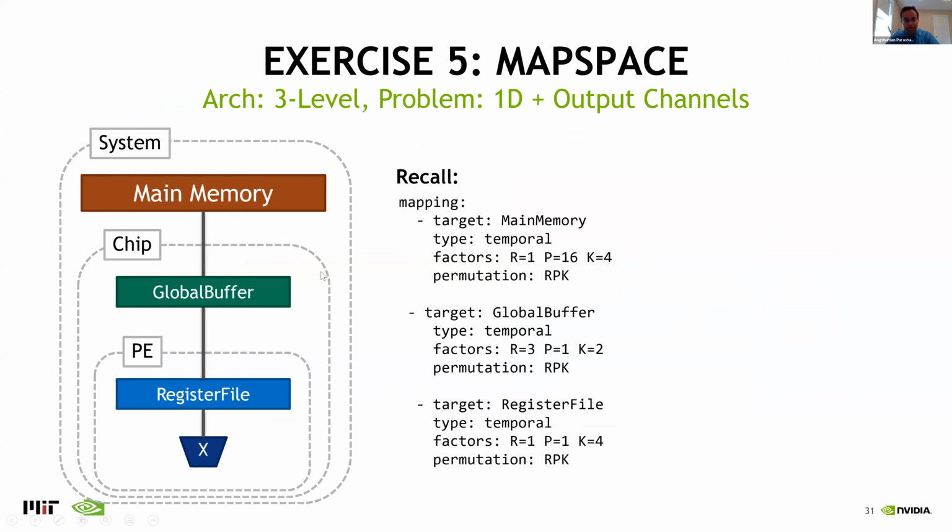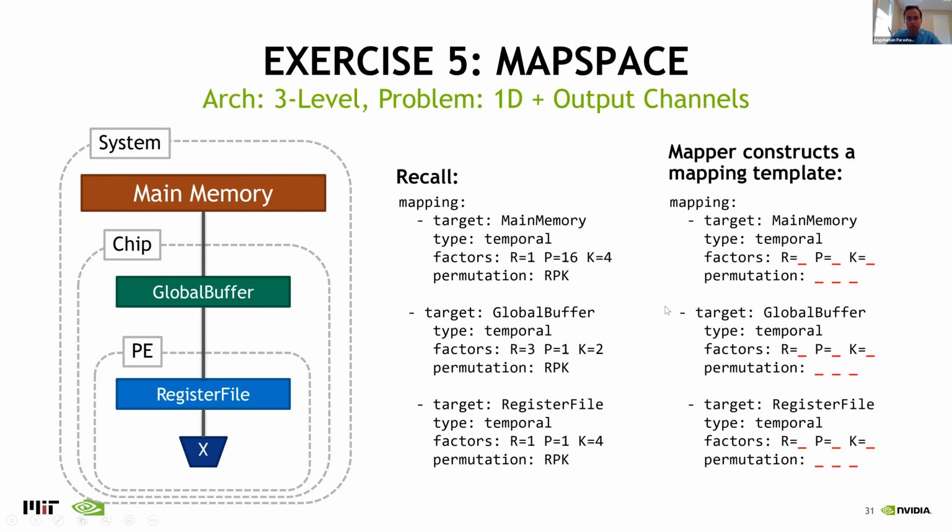Now recall that we described a mapping for this architecture by specifying these 3 different blocks, 1 block for each of the levels of the hardware, and we gave it these factors and the permutations. And we also gave it a bypass. We're not showing that on this slide. What the mapper does is also something very similar. It constructs what we call a mapping template.